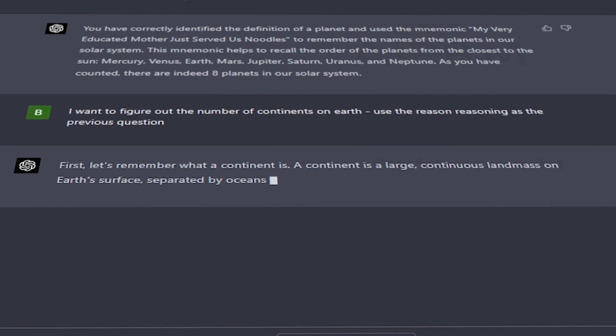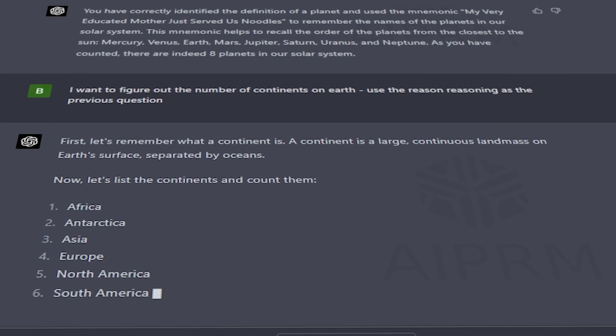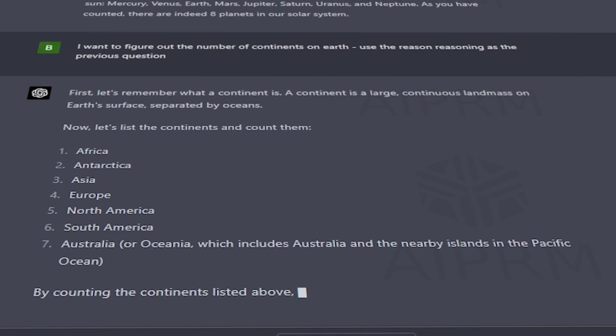But this time, ChatGPT will then use your reasoning and your logic on how you solved the previous question on any other prompts that you feed it. So the next technique, zero-shot chain of thought.